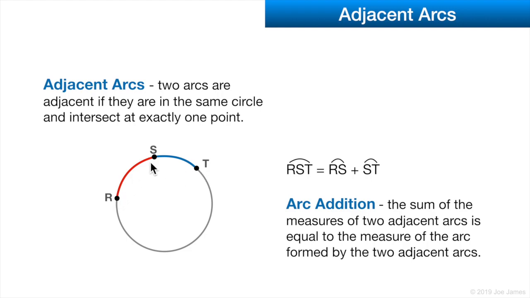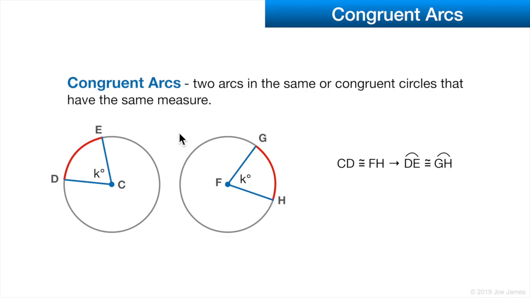And by the way, the measure of this arc, we could measure it in distance or length. Also, we can measure it in degrees from the central angle. Congruent arcs: two arcs in the same or congruent circles that have the same measure. So if these two circles are congruent, and this is k degrees and this is k degrees, then these two arcs are going to be congruent.